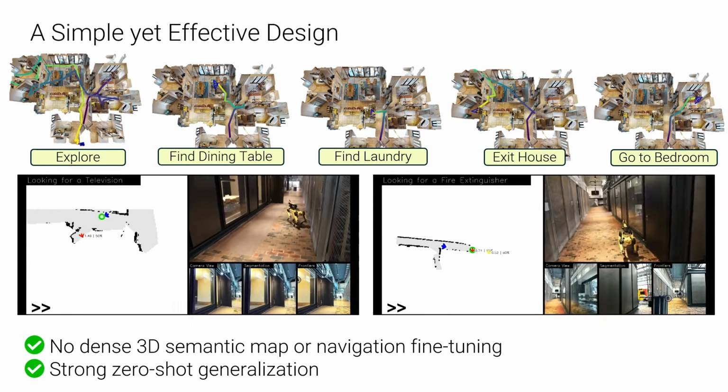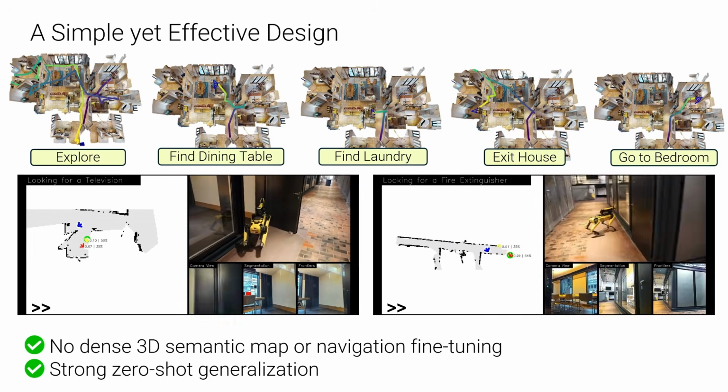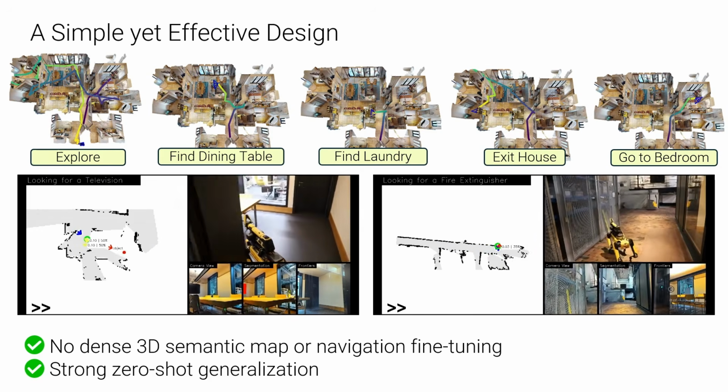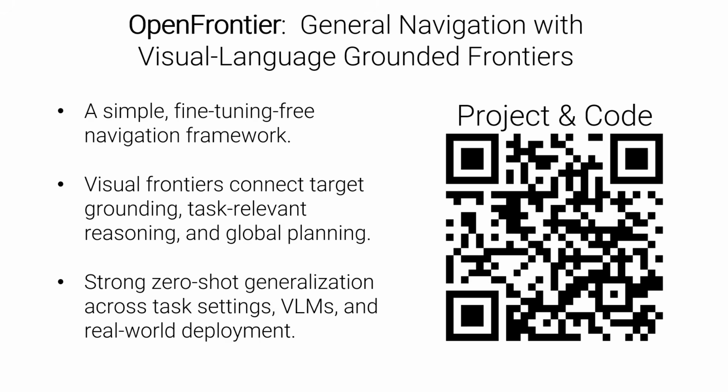Since the VLM reasons over keyframes and outputs 3D targets rather than reasoning actions at every step, the system can run asynchronously and achieve good real-time performance. To summarize, OpenFrontier uses visual frontiers to connect target grounding, VLM reasoning, and global planning. This gives us an effective and extensible navigation framework, which also generalizes well.